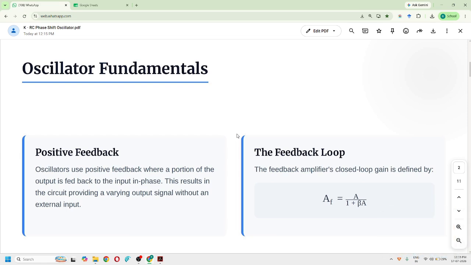Good morning. So today we will discuss the oscillators. After I completed the feedback amplifiers, now we are going to discuss the oscillators. The first oscillator we will take is the RC phase shift oscillator for discussion.